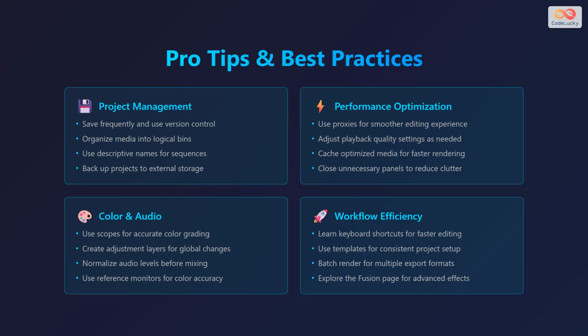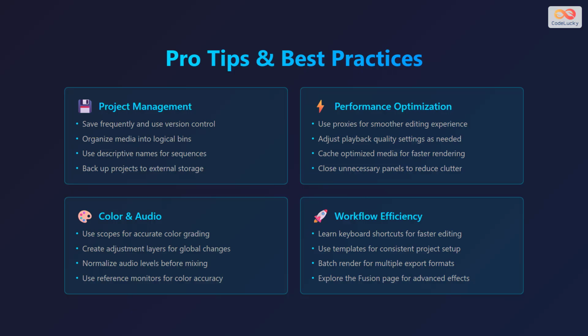For performance optimization, use proxy media to improve editing speed with high-resolution footage. Adjust playback quality settings based on your computer's capabilities. Cache optimized media to speed up rendering times. Close unnecessary panels to reduce clutter and improve your workspace.